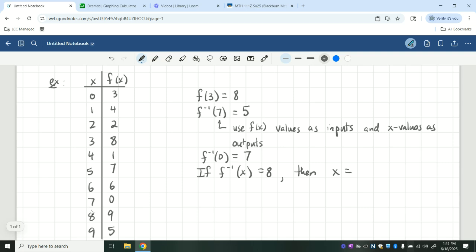What do we have to input in order to get that output? We had to input 9. So x equals 9. Alrighty.